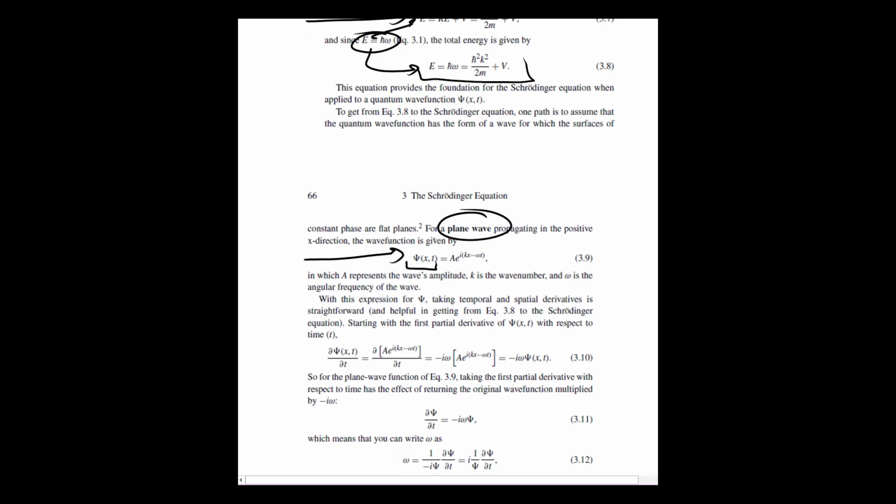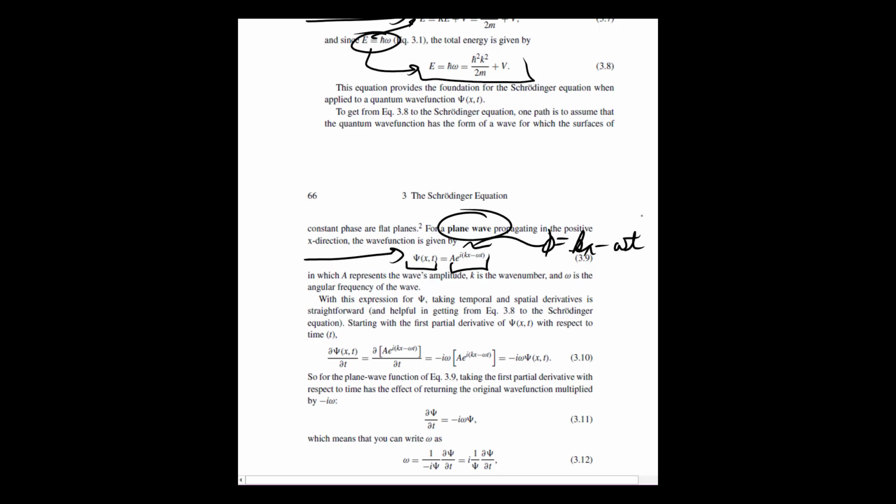psi of x and t. That's the function psi that depends on position x and time t, written as A e to the i (kx minus omega t), where A is the amplitude of the wave, and the phase of the wave is given by this expression here. Phase is written as kx minus omega t.